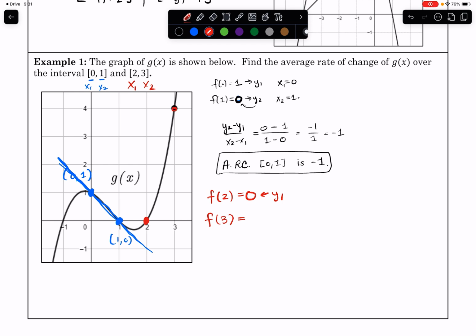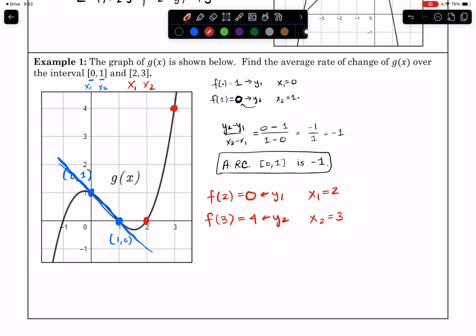And that point was up there. This point right there in red. Well, this point again has a coordinate of 4, if you look over here. So when x is equal to 3, the y value is equal to 4. So this is going to be my y2 value. So my x1 is the number 2, my x2 is the number 3, and my y1 and y2 again are 0 and 4 respectively.